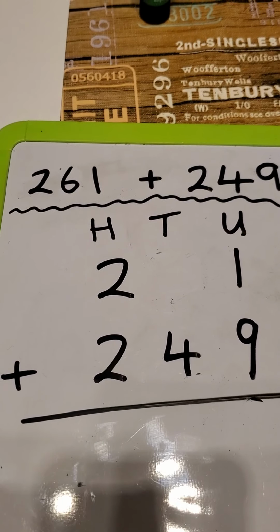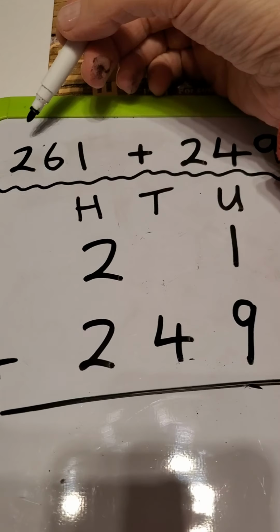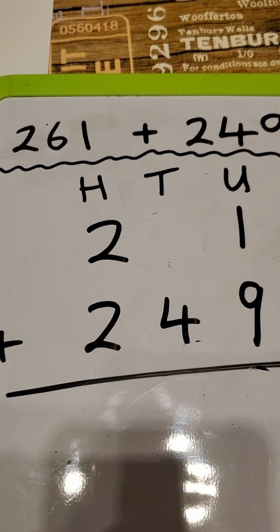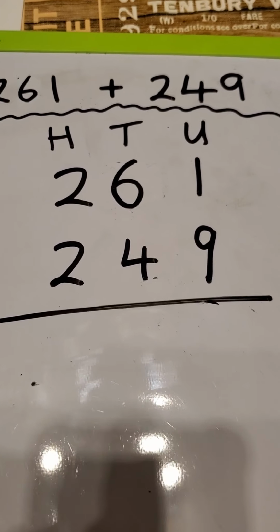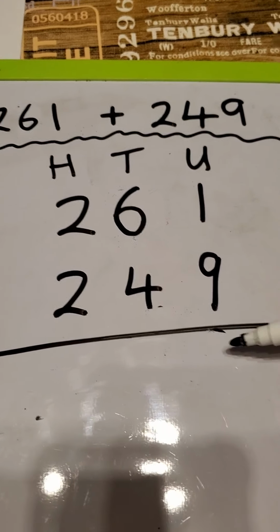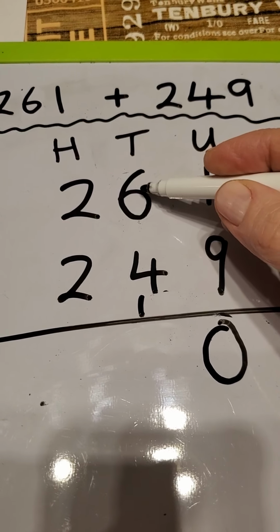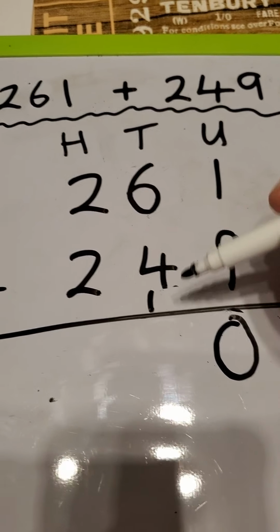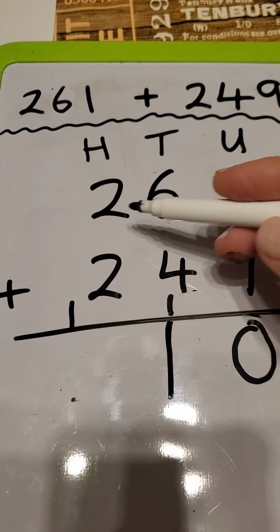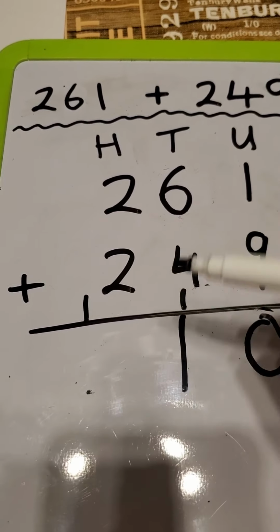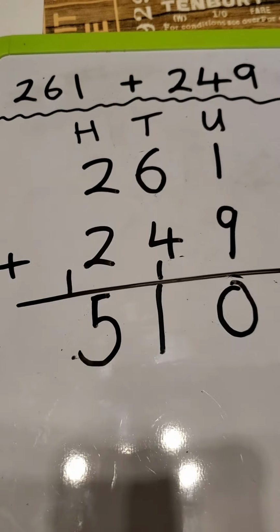480. Now, I'm going to alter the question slightly now so that there's more carrying. So this time it's 261 add 249. So I'll put my 6 in here. Okay, now let's add. 9 and 1 is 10 again. So we put down our 0, carry our 10. 6 plus 4 plus 1 makes 11. Put down your 1, carry this next door. 2 plus 2 plus 1 is 5, which we know is really 500. 510.